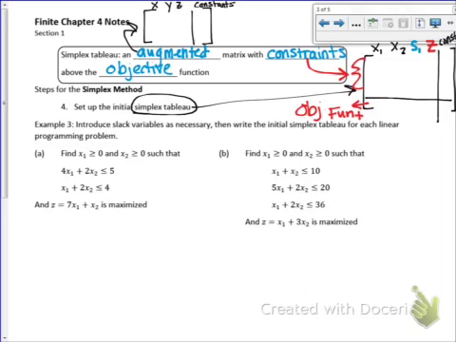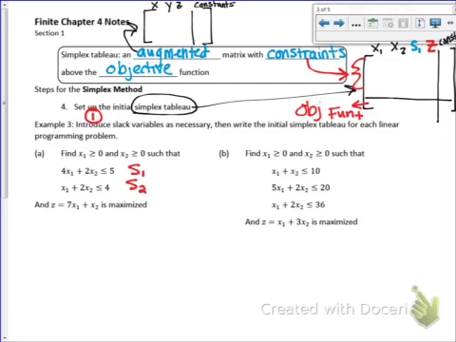All right, so let's look at the next example here. So it says now we're going to create that tableau. Okay, so it says introduce slack variables as necessary. So that's going to be step 1. Then it says then write the simplex tableau for each linear programming problem. So I'm going to need an S1 for that first constraint. I need an S2 for the second constraint.